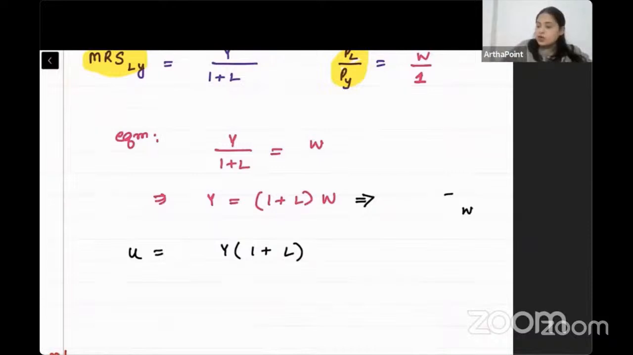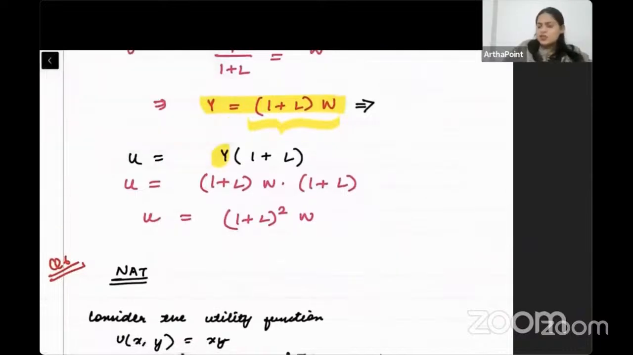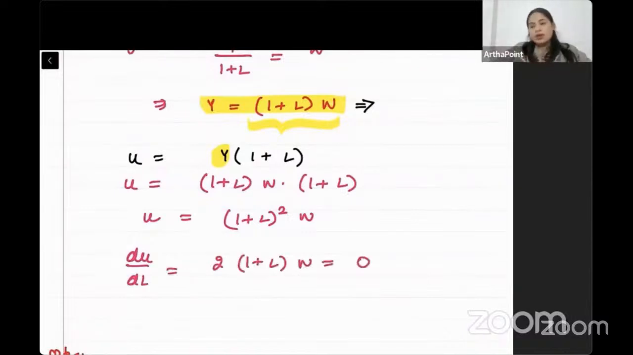Similarly, you can do the opposite. From here I understand that y is nothing but (1 plus L) into W. So instead of y, I can write (1 plus L) into W. So the utility function that I will get is (1 plus L) into W into (1 plus L). So beta, this will be (1 plus L) whole square into W. This is your utility function. Just maximize it. So what will du by dL be? 2 (1 plus L) into W equal to 0. This is what you will get.